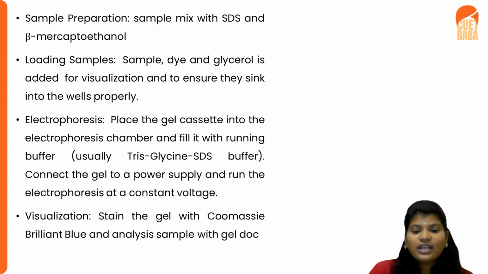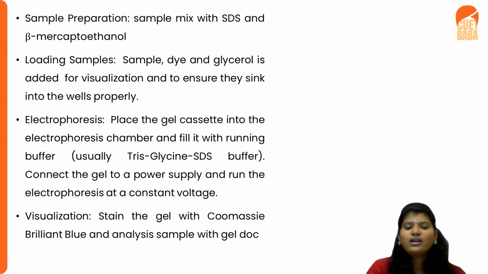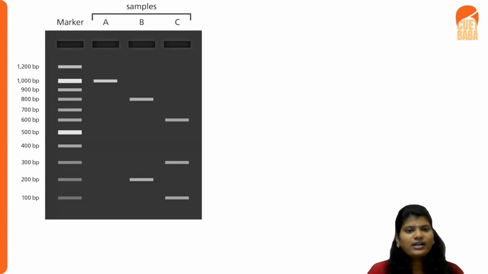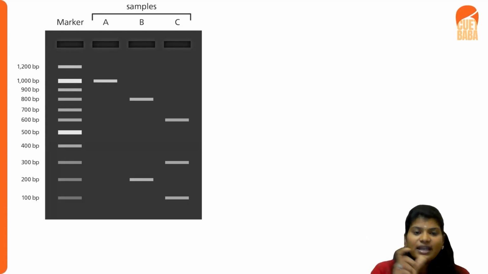Okay, after that we can use Coomassie Brilliant Blue for the visualization process. So after running the SDS-PAGE or after running the DNA, the sample will look like this. Okay, we can compare the sample. The marker is nothing but a DNA ladder of already known molecular weight. Okay, so we can easily compare.